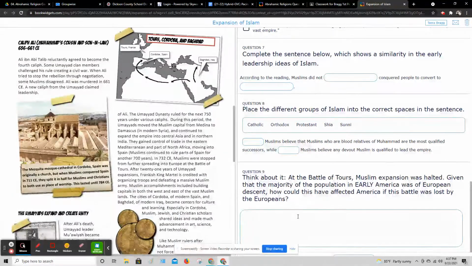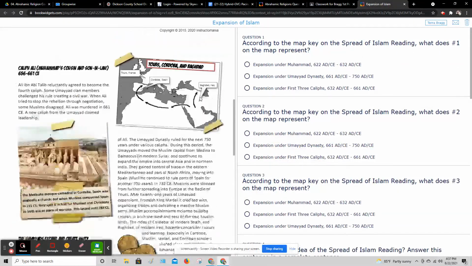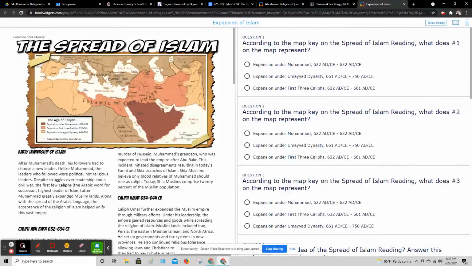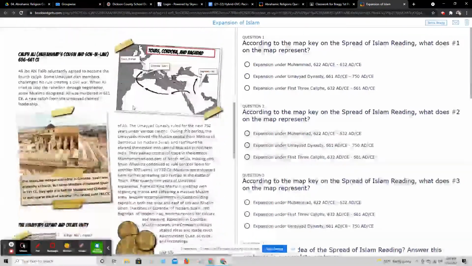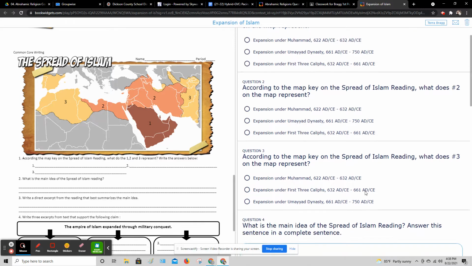So again, we have the questions over here on the side. According to the map key on the Spread of Islam reading, what does number 1 on the map represent? Okay. What does number 2 on the map represent? What does number 3 on the map represent? All right, for that 1, 2, and 3, if you're not sure, well, it's down here in the picture. All right, instead of having you write it, I'm having you click out of multiple choice options. I figured that was easier. Okay, everyone's are going to be a little shuffled, so it's fine.